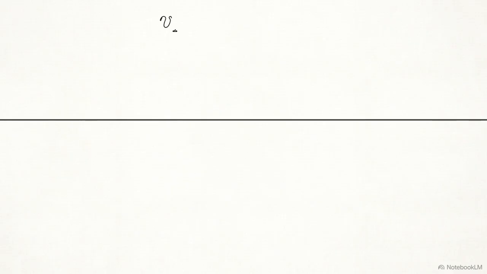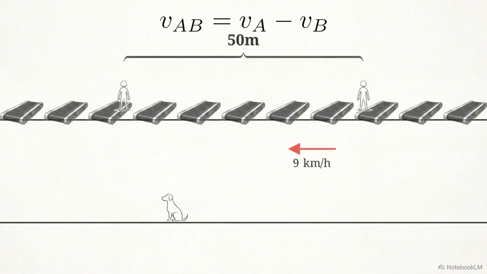Let's put this into a single straight line. The formula for relative motion says the velocity of object A with respect to object B is simply velocity A minus velocity B. Imagine a mother and father standing 50 meters apart on an airport conveyor belt, moving at 9 kilometers per hour. A child runs between them.